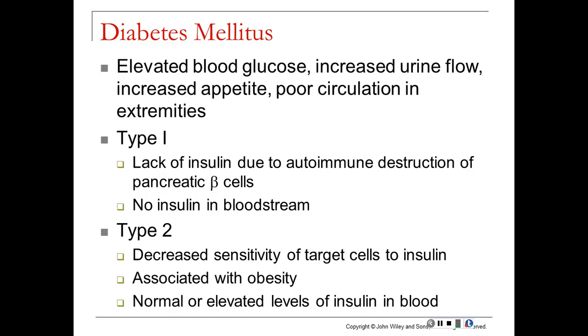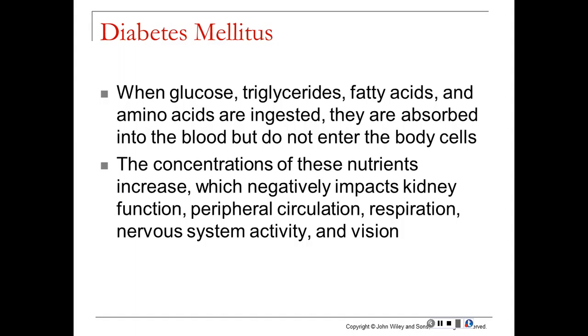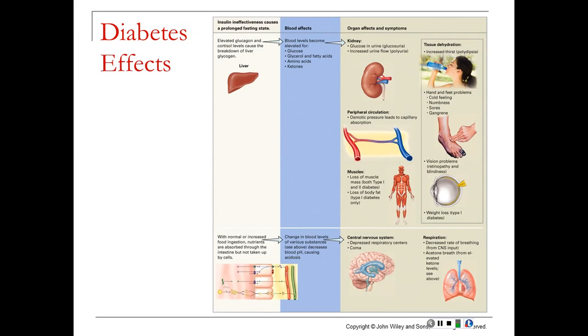It's associated with obesity. So when glucose, triglycerides, fatty acids, and amino acids are ingested, they're typically absorbed into the blood, but they do not enter the body cells. The concentration of those nutrients increases, which negatively impacts the kidney, peripheral circulation, respiration, nervous system activity, as well as vision. So insulin is key to pulling those nutrients out and getting them into the cells.